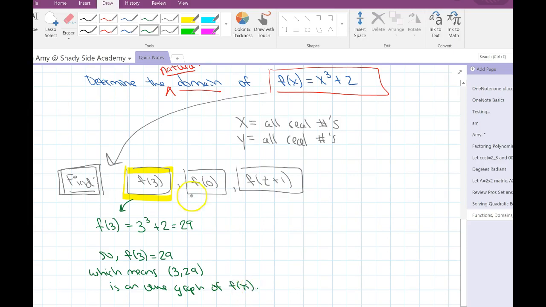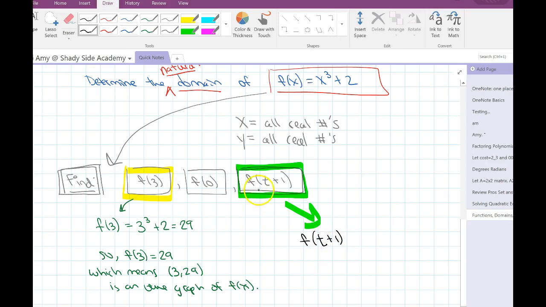What is f of 0? F of 0 equals 2. What about f of t plus 1? Go ahead and do this one. See what you think that's going to be. See if you can think about how to proceed with f of t plus 1, then reply to me for the answer.